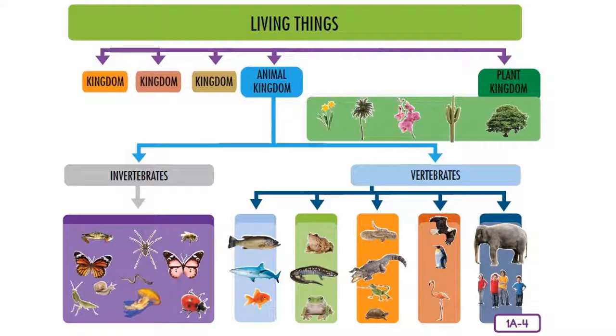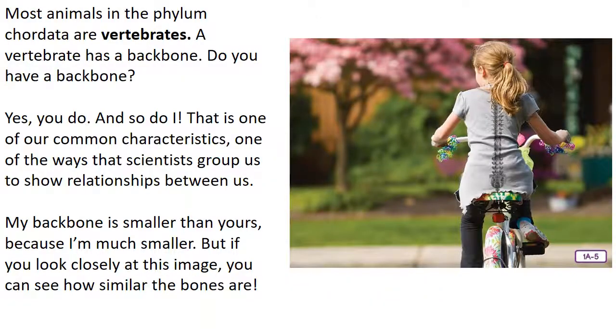Living things. Much bigger picture here for you to see. Invertebrates cover butterflies, spiders, squids, insects, all these things. There are so many invertebrates and vertebrates. It's amazing how many there are. And then there are the vertebrate families as well that we'll be talking about: fish, amphibians, reptiles, birds, mammals. Awesome stuff. Most animals in the phylum Chordata are vertebrates.